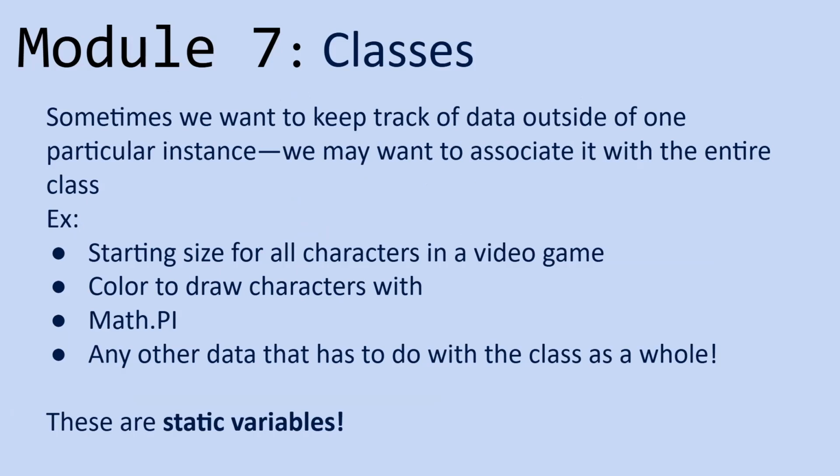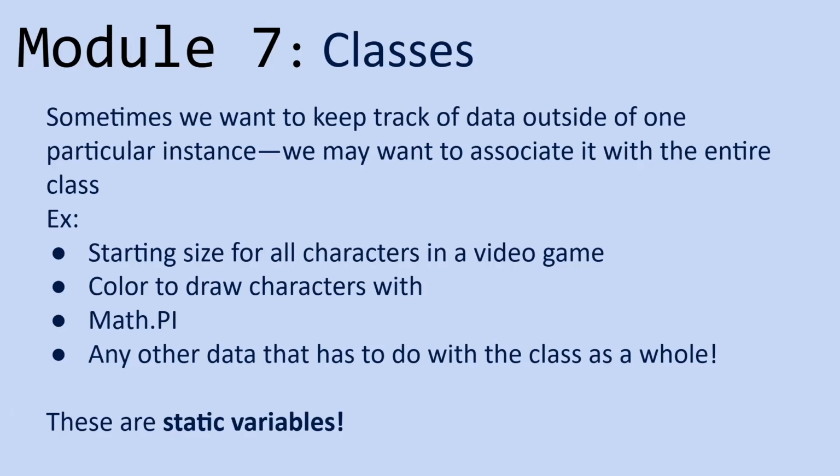So let's say we were making a video game or a simulation. Then we'd want to keep track of the starting size for all of a certain type of character. Let's say all the enemies I wanted to have the same starting size. Then I'd want to make starting size a static variable since they all have the same starting size. Same with, you'll notice in the zombie assignment if you do that one, module 8, starting size will be static. Additionally, colors to draw the characters with. Say all the enemies I draw with a certain color or a set of colors, then that would be static because they're common to all the enemies.